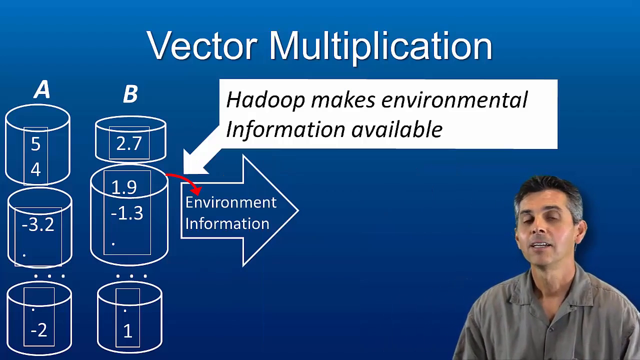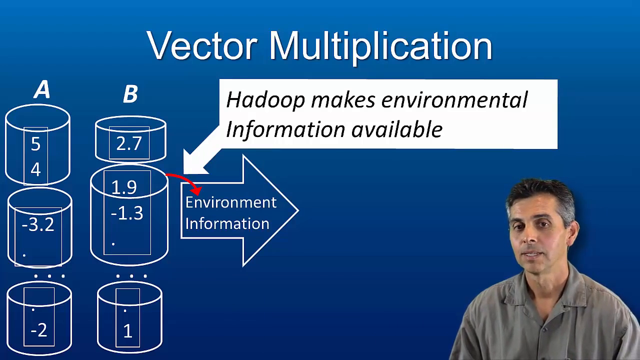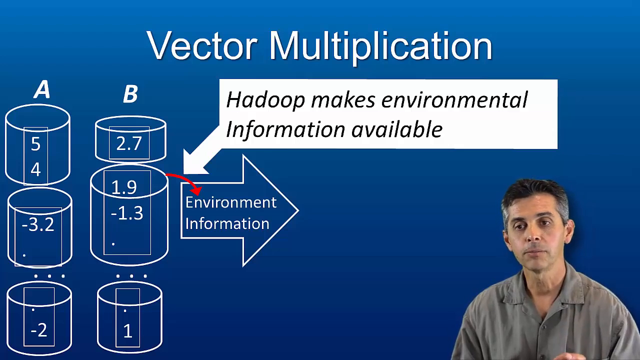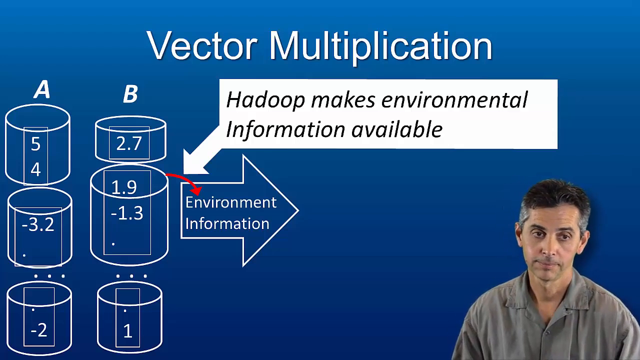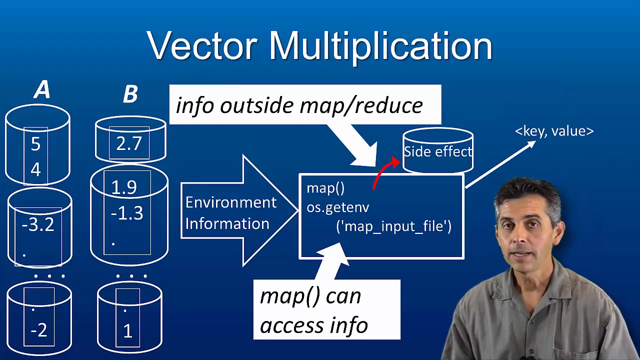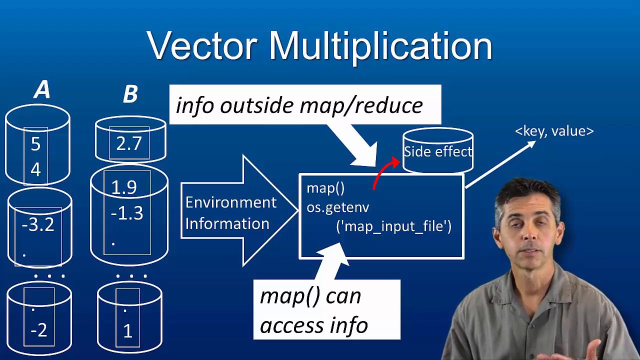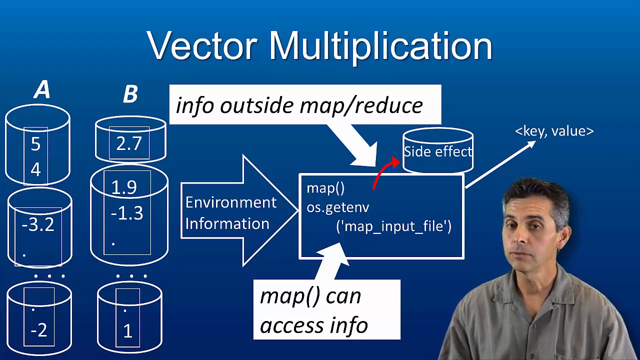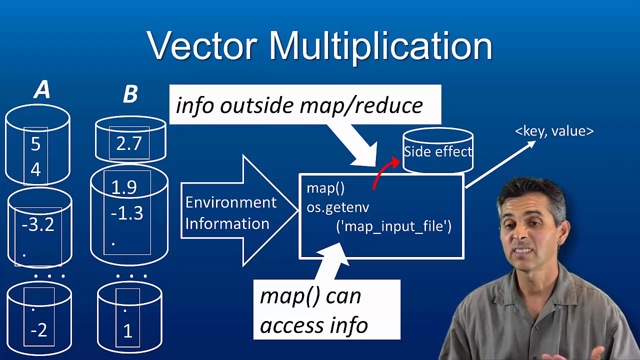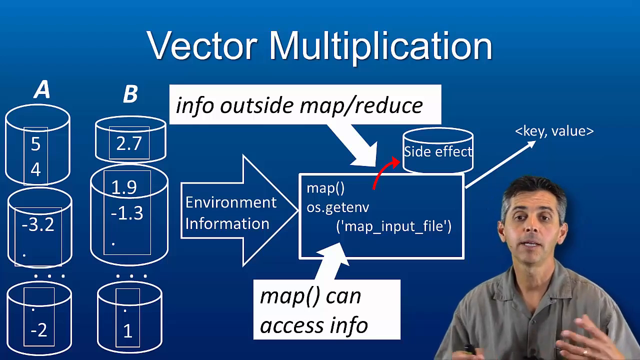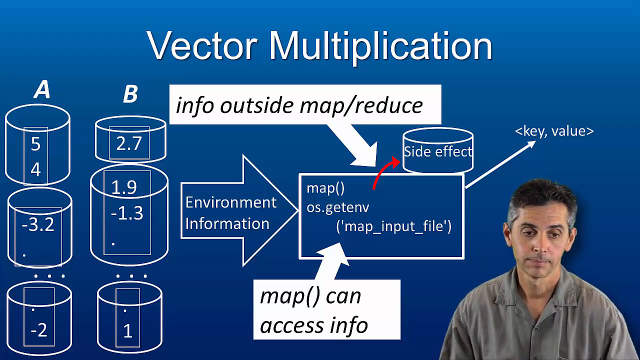It turns out that the Hadoop MapReduce implementation does have some ways to get extra information from the execution environment or from the configuration settings. That information is available to the mapper with special function calls. This extra information can be passed along in the key value output, or it can be used as a side effect in which the mapper puts some data outside the Hadoop system.